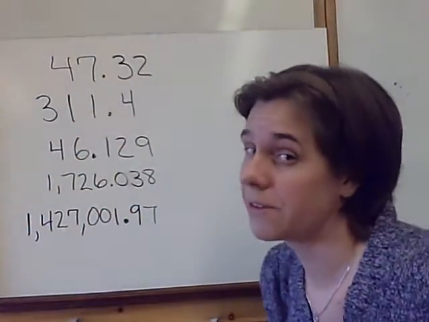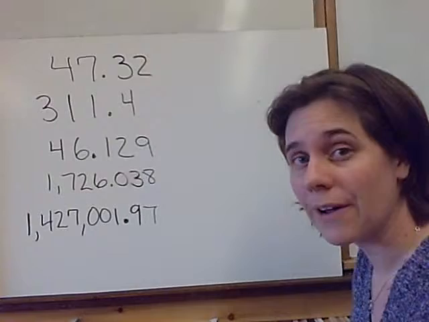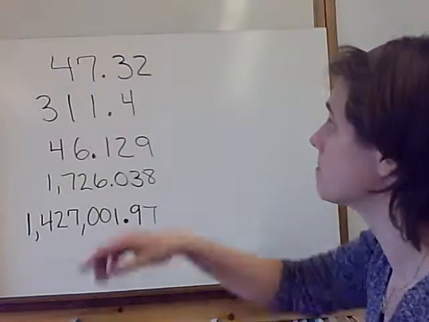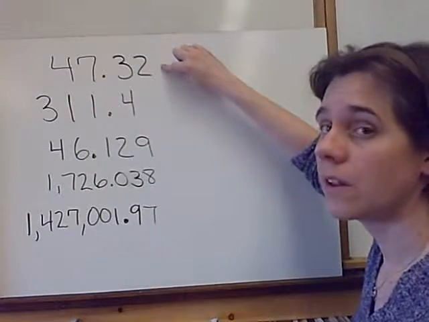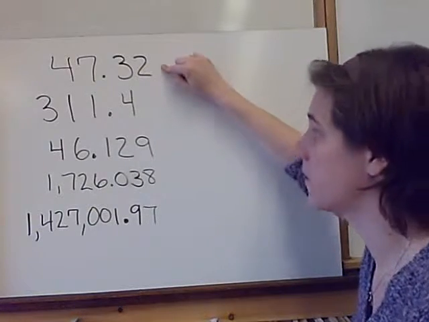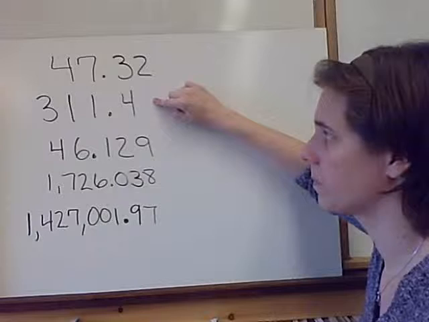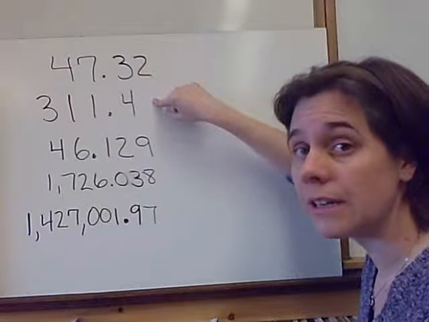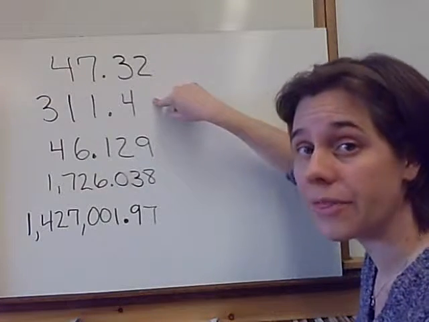Let's try these. They're in random order. Think about it, and I'll pause between each for you. 47 and 32 hundredths. 311 and 4/10.